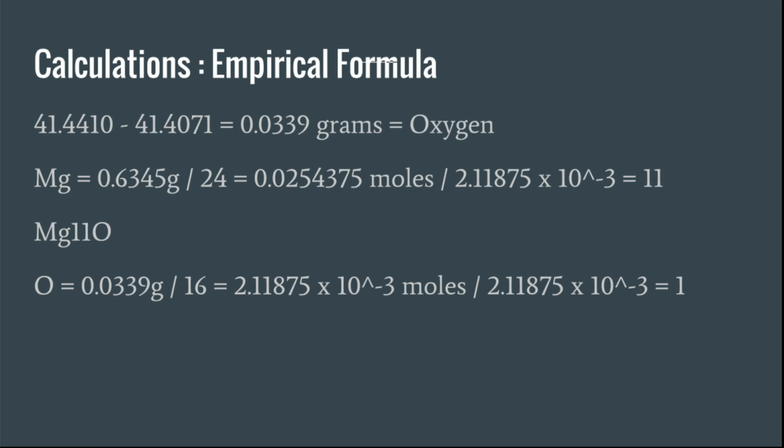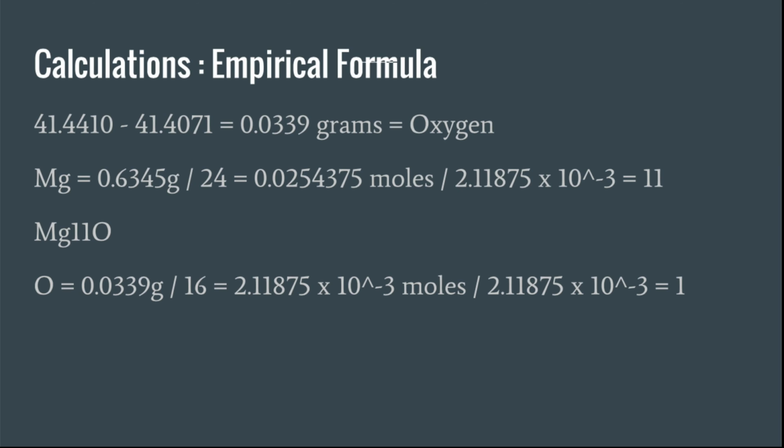After that, we had to find the mass of magnesium, which is 0.6345 grams, and divide that by its atomic mass, which was 24, and that gave us 0.025437 moles. Afterwards, we found the same thing for oxygen. So we took the mass, 0.0339 grams, and divided by its atomic mass, which was 16, and this gave us 2.11875 times 10 to the power of negative 3 moles.